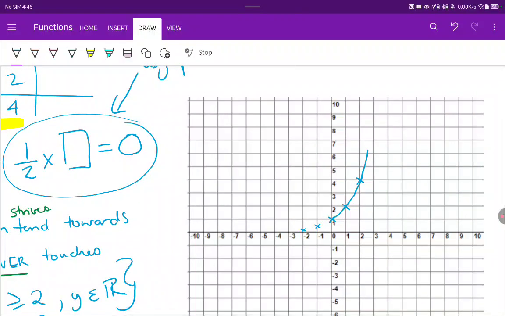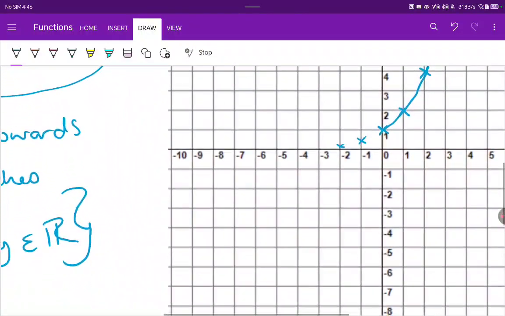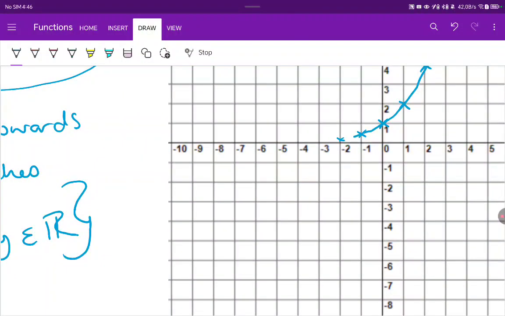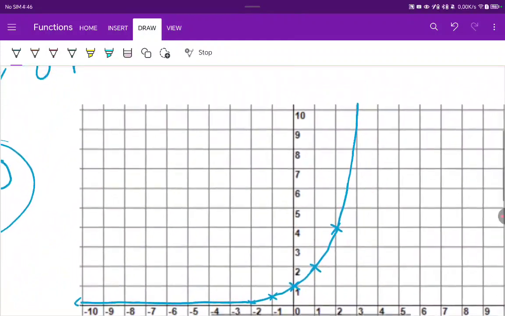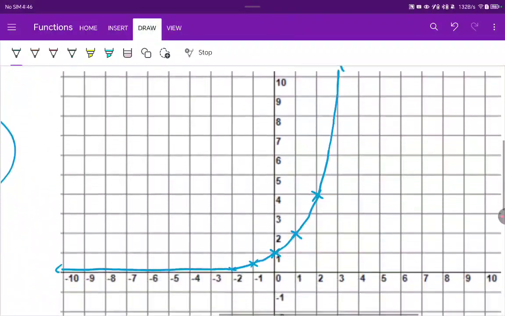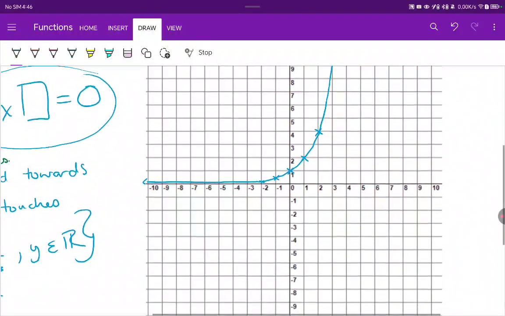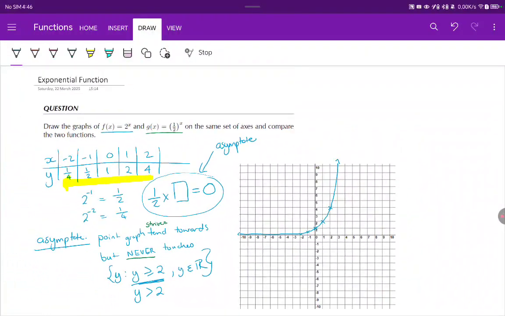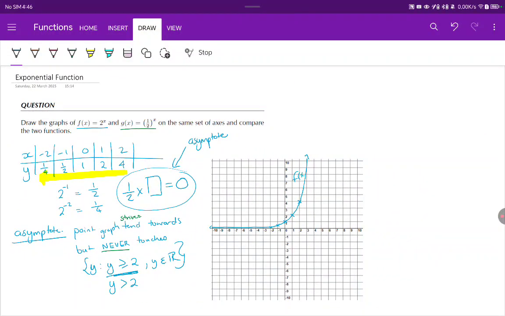And the important thing to see here is that your graph tends towards this x-axis, and this is super important when you sketch it. It must never touch. Please make sure that your graph goes to the end of the Cartesian plane. Do not cut your graph short. So this is our blue graph, f of x.